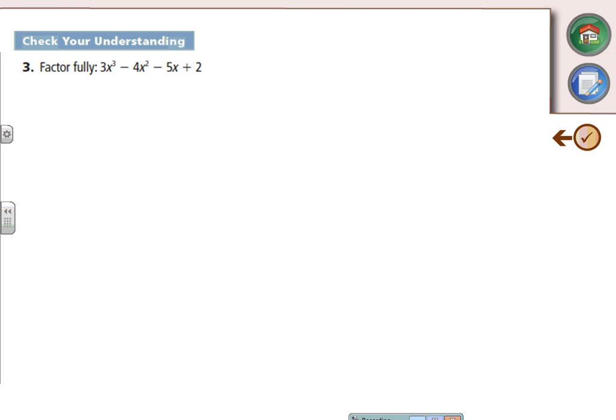So we know that when this is factored, the factors are going to be factors of 2. So we're going to call these, I like to call them potential zeros.